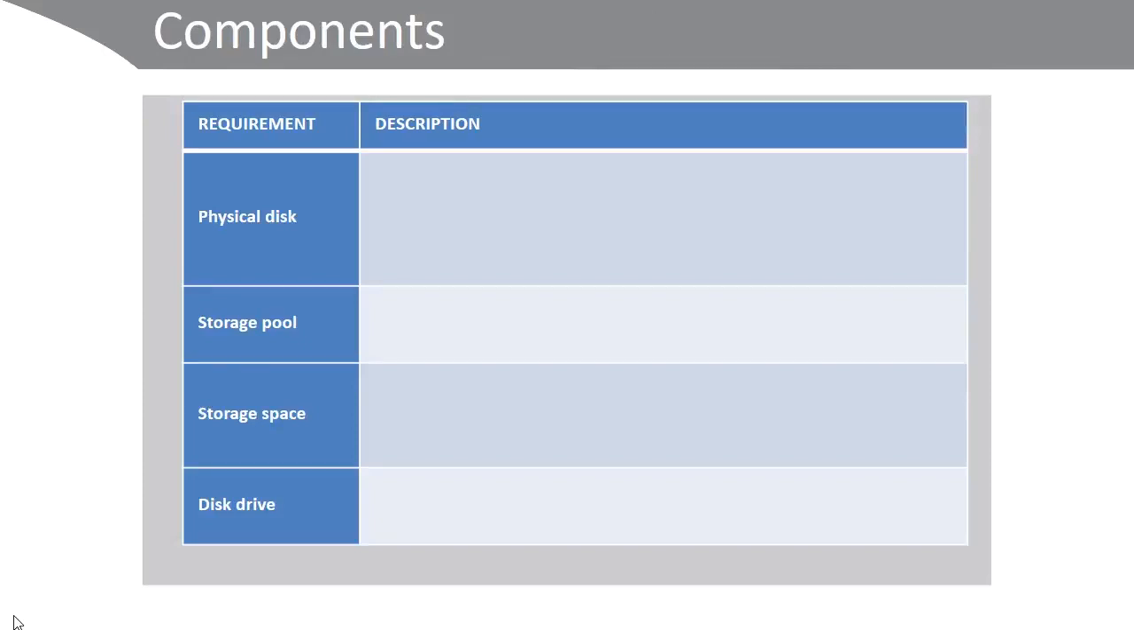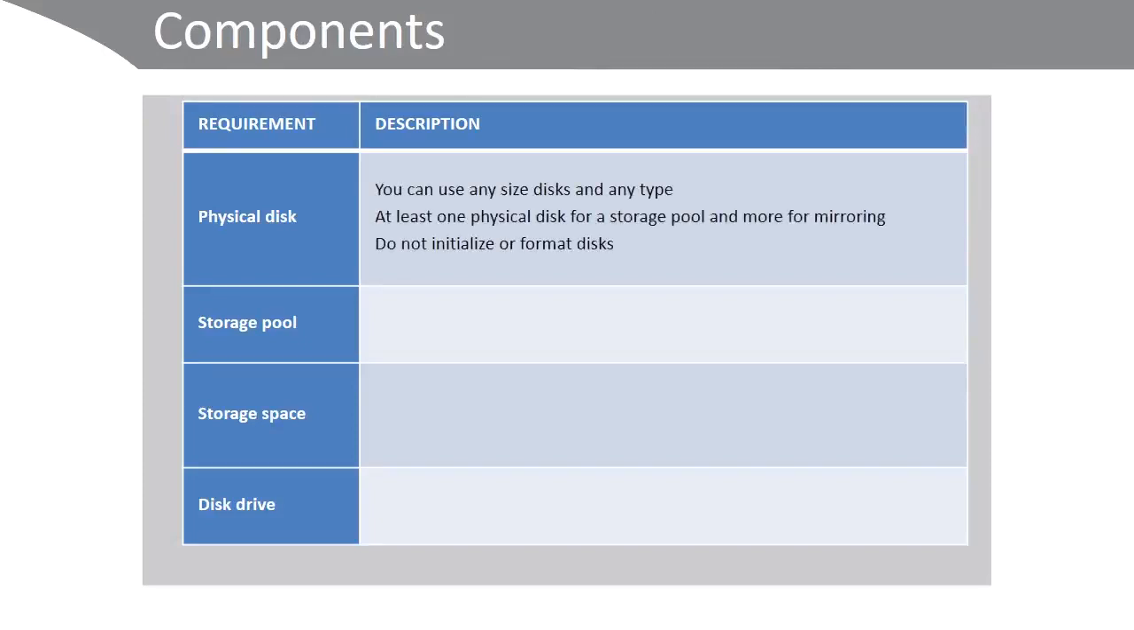Storage spaces consist of the following components. The physical disks. You can use any size disk and any type. You require at least 1 physical disk for a storage pool and more for mirroring. When you create your storage space, do not initialize or format the disks. Your storage pool, you'll need 1 or more physical disks to create a virtual disk. You can add all unformatted disks to a storage pool.